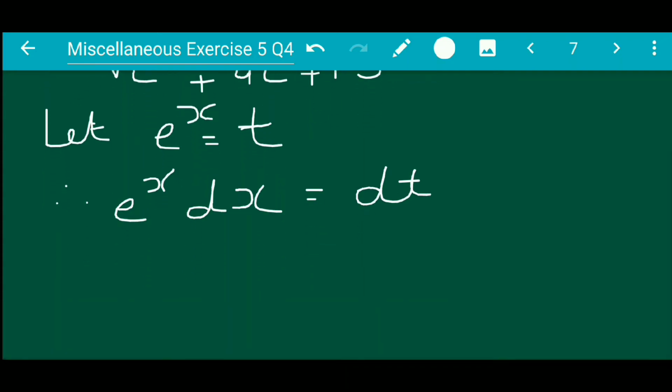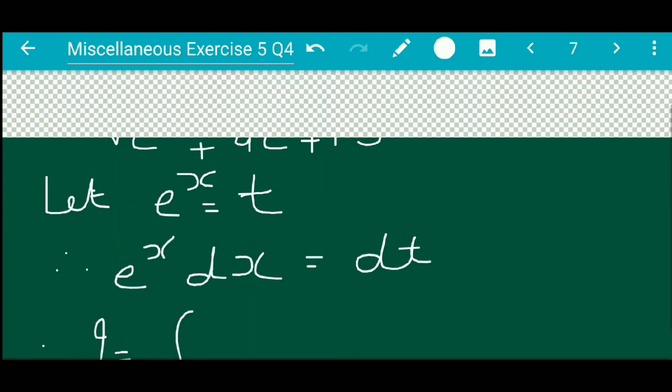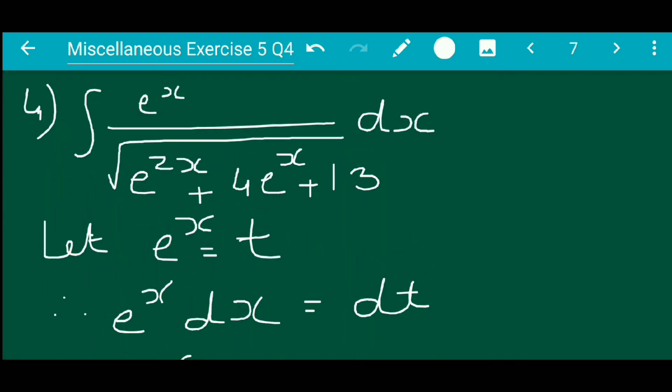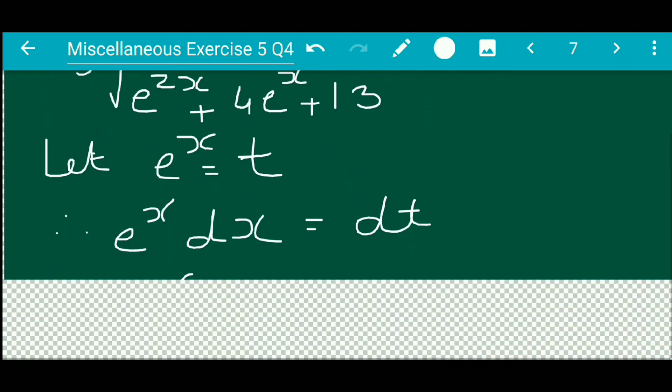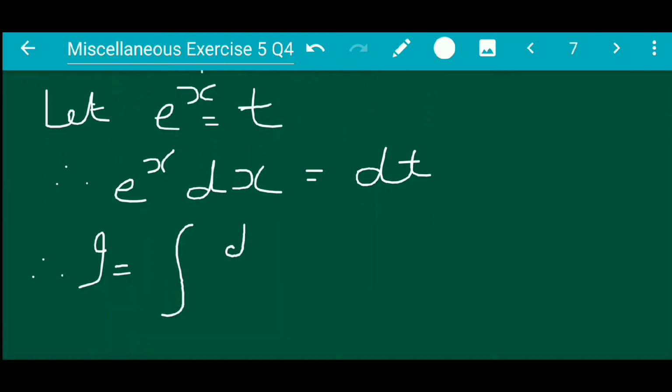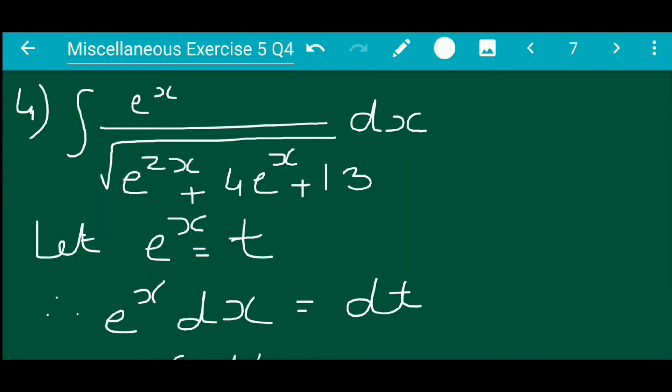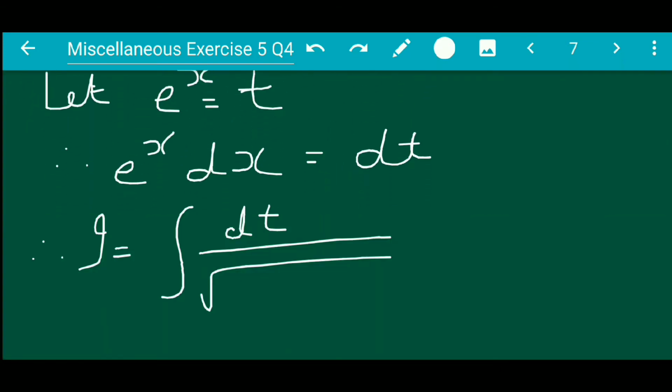Therefore our integral I becomes the integral of, in the numerator we already have e^x dx, so that becomes dt. So we get dt upon root of, the term e^(2x) is t square, since e^x is t. So t square plus 4t plus 13.